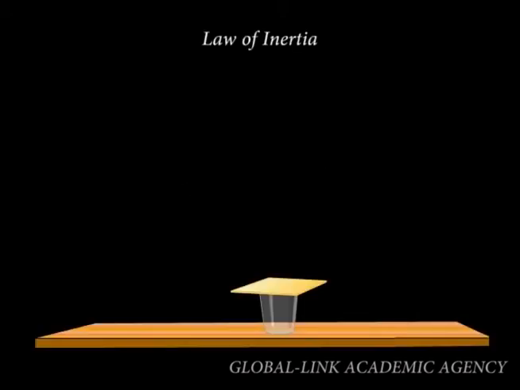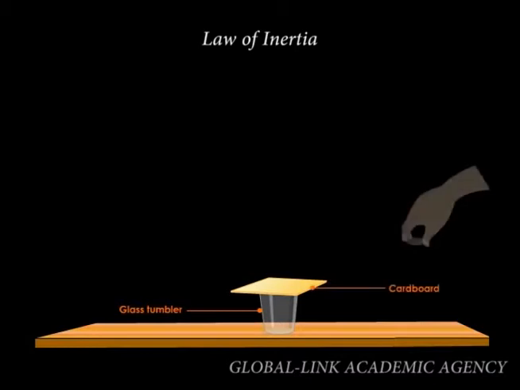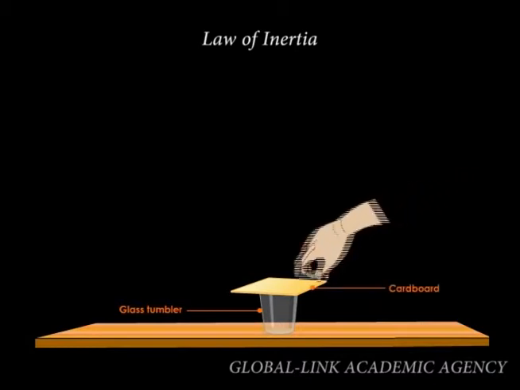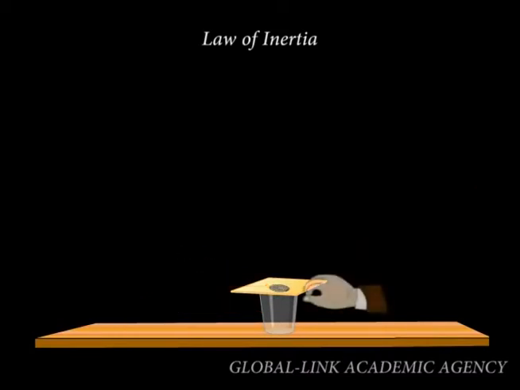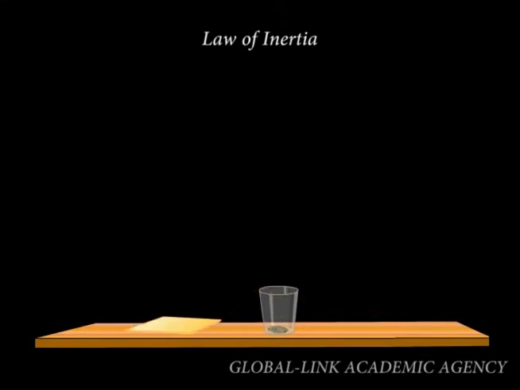Look at this demonstration. There is a glass tumbler on the table over which is placed a cardboard. Now place a coin on the cardboard. The tumbler, the cardboard and the coin are all at rest. Flip the cardboard and see what happens. You will notice that the coin falls vertically downwards. The coin does not move with the cardboard but falls downwards, however, due to the force of gravity.